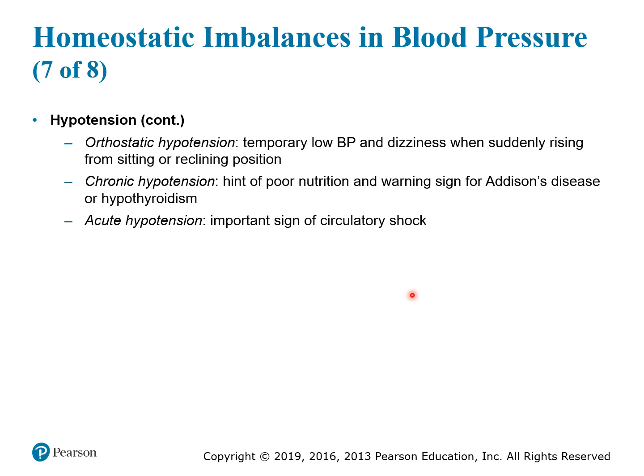And then there is chronic hypotension. Chronic hypotension means that the blood pressure is chronically low. It can happen because of poor nutrition, and it can also be a warning sign for Addison's disease or hypothyroidism. Acute hypotension is important because it is an important sign of circulatory shock. It means that maybe the patient is going towards circulatory shock, so we have to manage it.